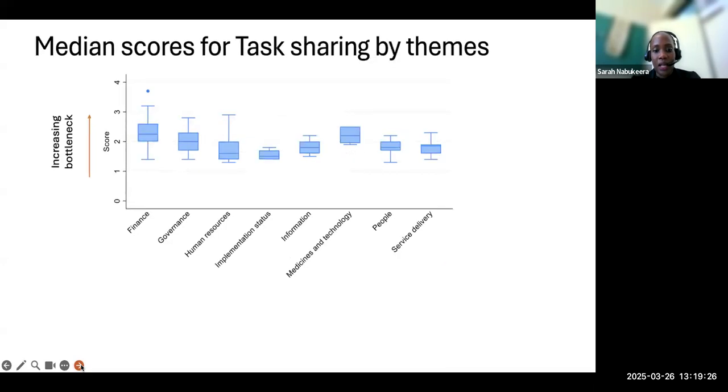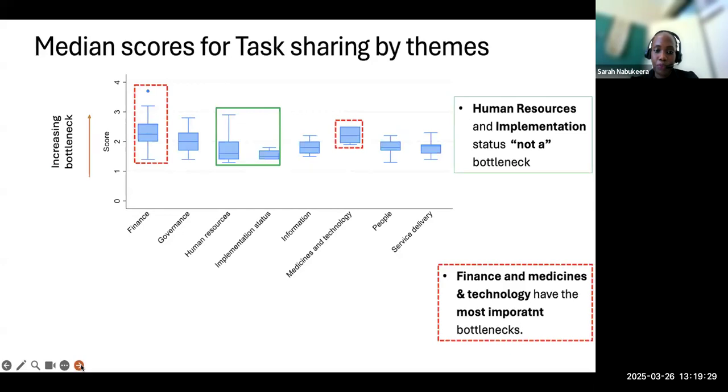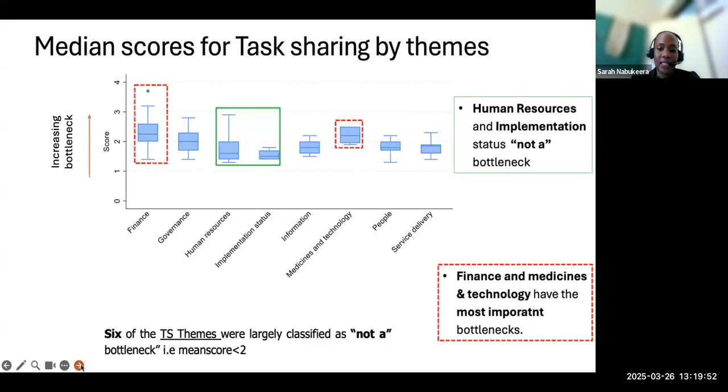Next slide, please. So for task sharing, we see that human resource and implementation status didn't have bottlenecks because they had a median score of below 2. But then we see that finance and medicines and technology had a median score above 2, and they had the most important bottlenecks. So we see that finance here is that health system building block that had the most important bottlenecks across the 3 EBPs. Then we took these findings to the consensus building workshops, along with the desk review findings. Next slide.